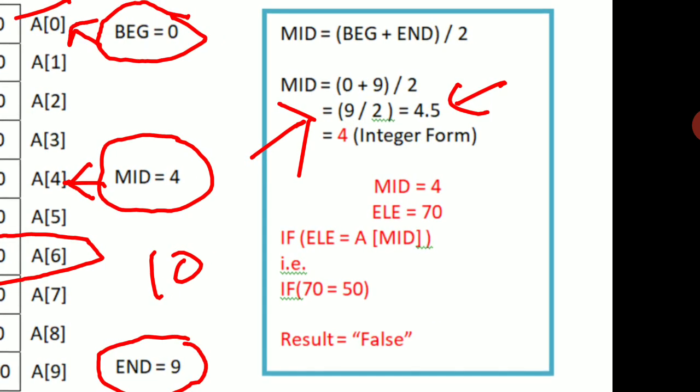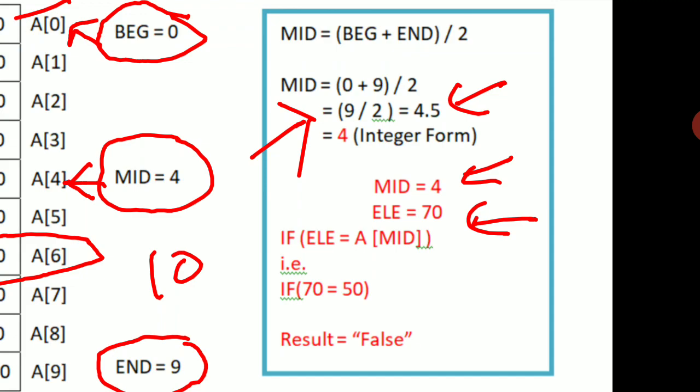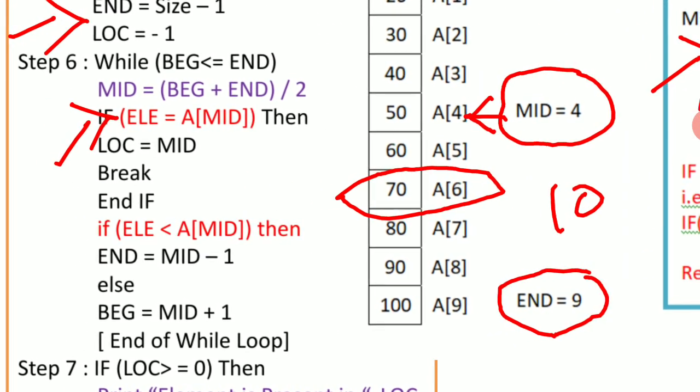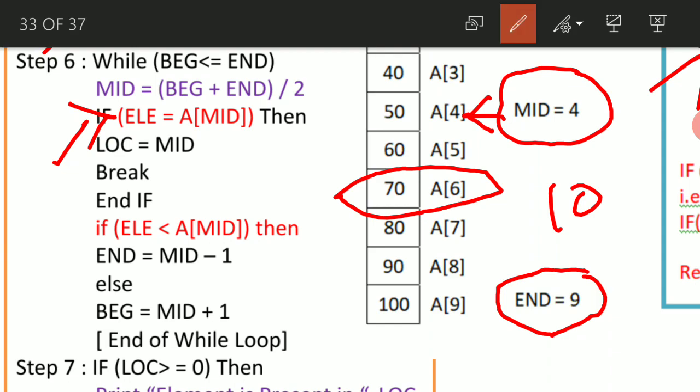Fine. We'll concentrate next here. We got mid value as 4. But what are we actually searching for? We are searching for the element whose value is 70 now. We are searching for 70. Next we'll see the algorithm, and later we'll come back here. See, here in the algorithm we have to concentrate now.